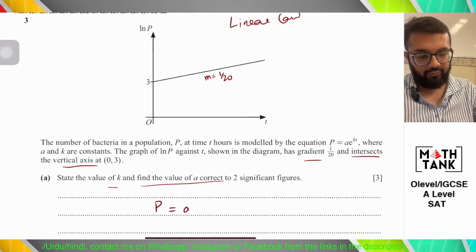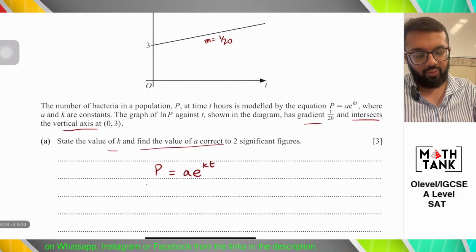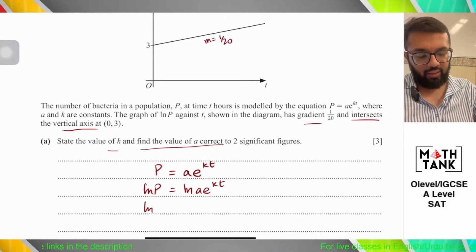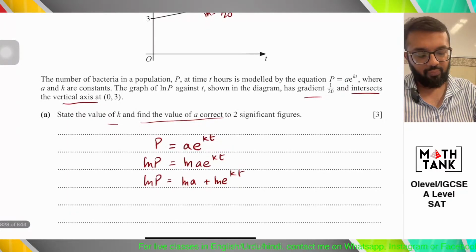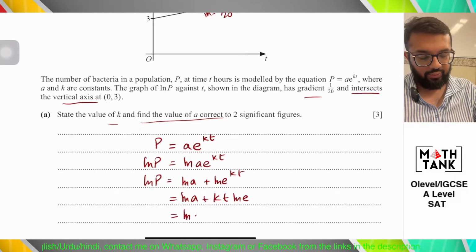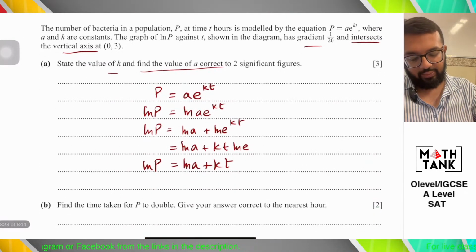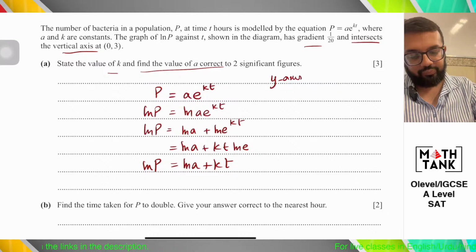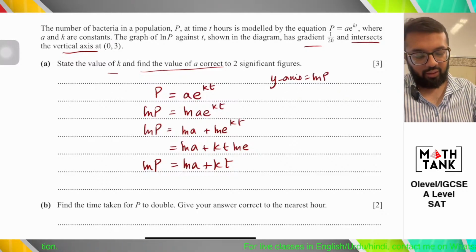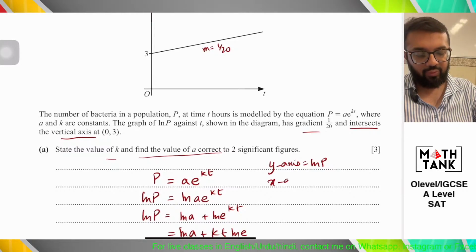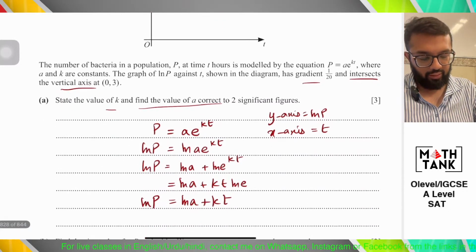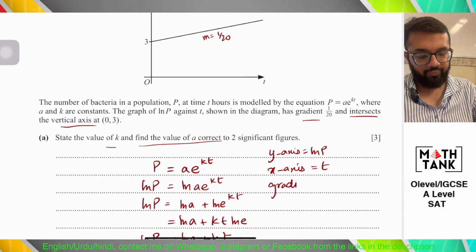Okay, so let's first bring it to the linear form. I take an ln on both sides. This becomes ln A e power kt. ln P equals ln A plus ln e power kt, which is ln A plus kt ln e. ln e is 1, so I have my desired form. My y-axis is ln P, my x-axis is t, which is also obvious in the question. My gradient is k.